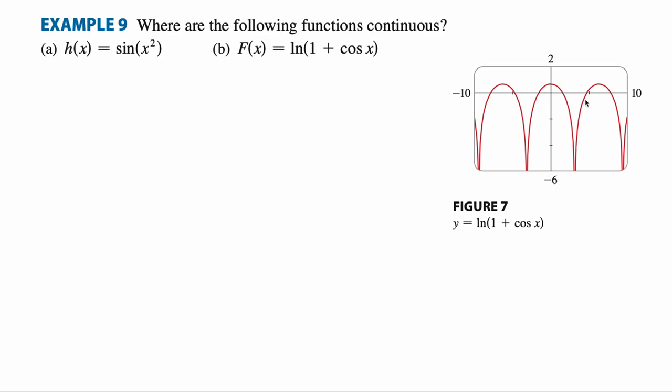So for example, all the places where cosine is -1, if cosine is -1, that makes this inside 0. Natural log is not defined at 0. So 0 is not in the domain of the natural log. So the only place where it's not continuous is at the places where cosine is -1. So at these places, right, we have these vertical asymptotes. So as long as you're in the domain, this f of x here is continuous.